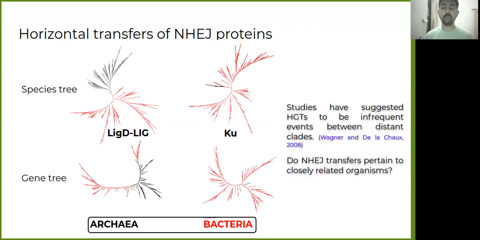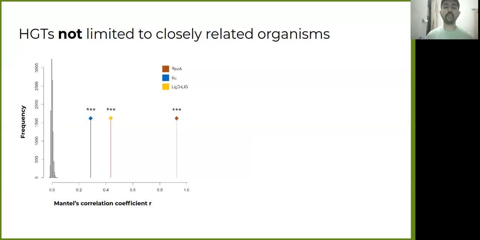We also asked, based on certain studies, we know that in bacteria, HGTs could be infrequent among distant clades. So we tried to test if this hypothesis is true for NHEJ as well. For that, we compared the distance matrices for gene tree and species tree for Q, ligase D, and RecA. As compared to our control RecA, which has a very high correlation coefficient, the correlation coefficient for Q and ligase D was around 0.2. And these were significantly different from the null distribution, which is centered at 0 over here. What this suggests is that HGTs also spanned distantly related organisms, and they were not limited to just closely related organisms.